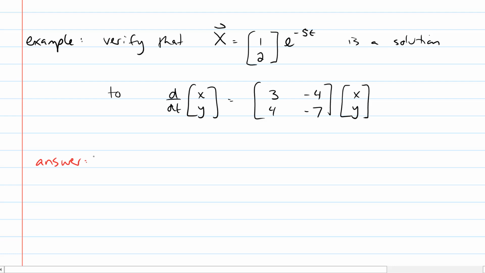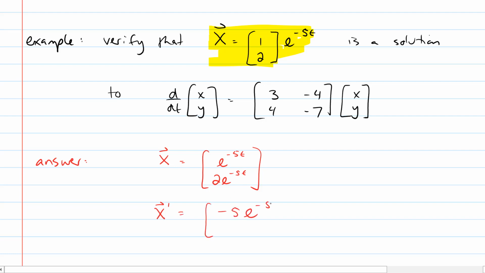Well, we're first going to write out that our vector x is equal to, and then rather than leaving it in this sort of weird vector form, I'm actually just going to incorporate the e to the negative 5t within the column. And so we get e to the negative 5t and 2e to the negative 5t. That's just taking our original solution here and rewriting it a little bit. Now I'm going to find the derivative of it with respect to t. And so I'm going to get negative 5e to the negative 5t and negative 10e to the negative 5t.